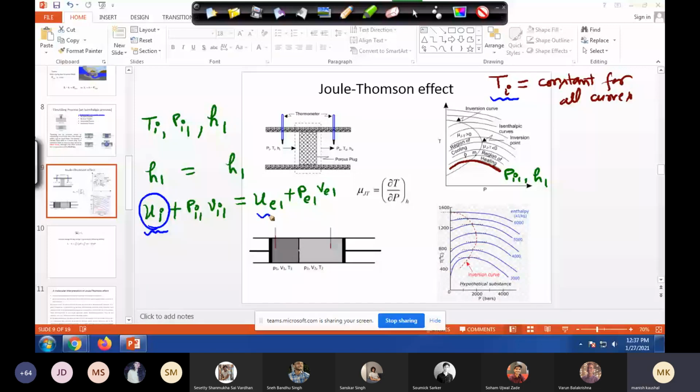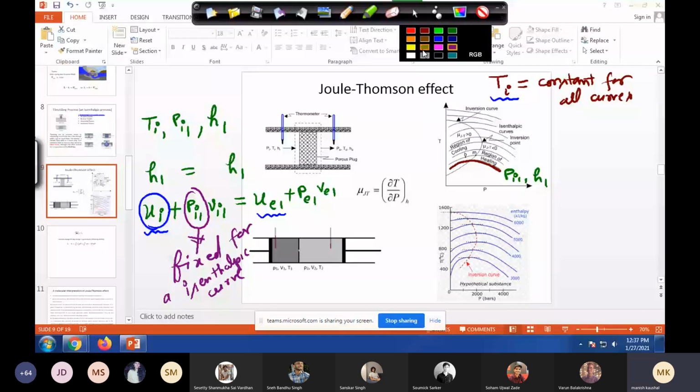And for a given curve, what we are fixing is this, fixed for the isenthalpic curve. And for a given isenthalpic curve, we are playing with P. So this will vary, right? And this will vary, and of course this will also vary.